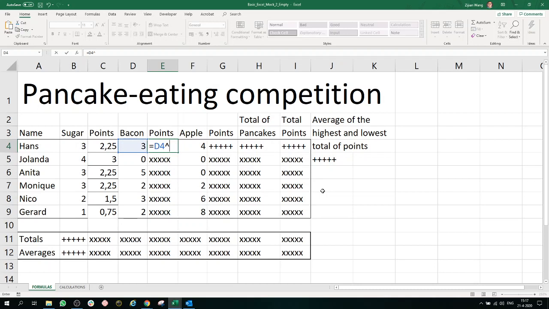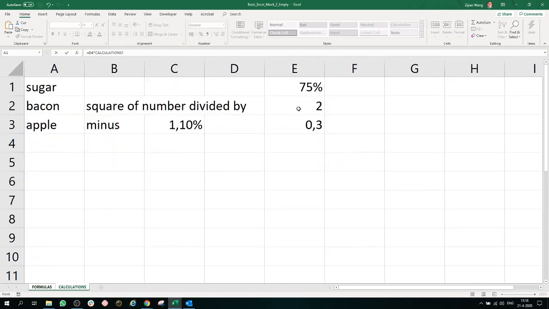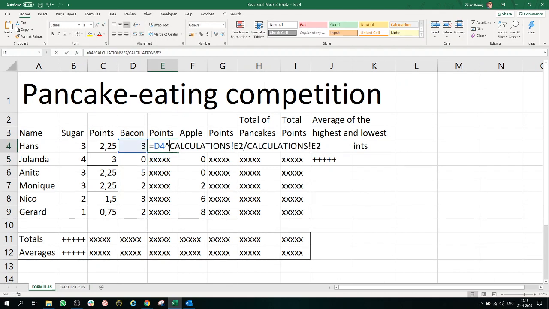And square, you can use number 2, of course, but since the number 2 is already there in the other sheet, we will go here. And divide by 2, it's the same number, divide, and 2. Press enter, we have it here. And the same thing as before, we need to lock it by the row. So E2 and lock by the row.